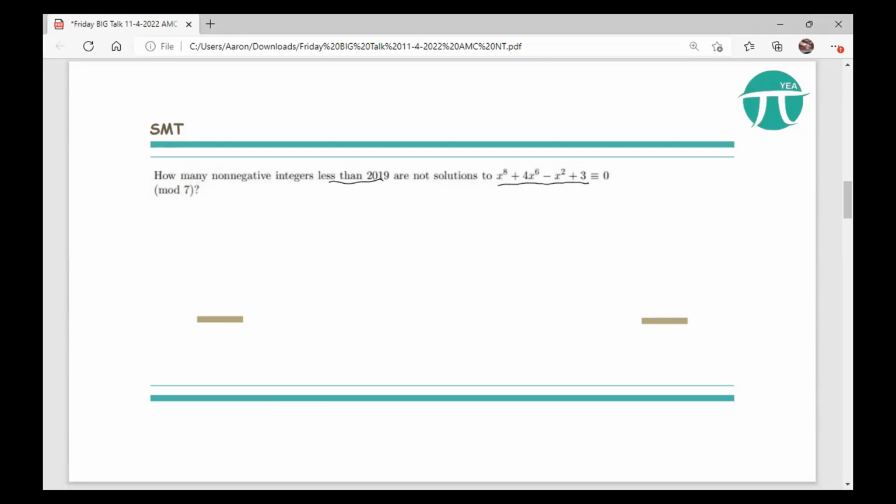So first of all, we know that x is a solution if x mod 7 is 0. And that's because this whole thing is just in terms of mod 7. So one of the ways to do this is you can literally just test x equals 0, 1, 2, all the way to 6. And this is a method that does work.